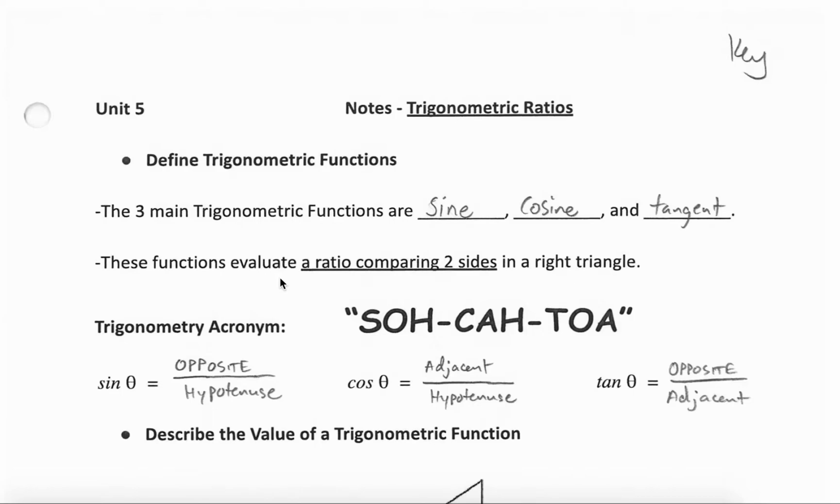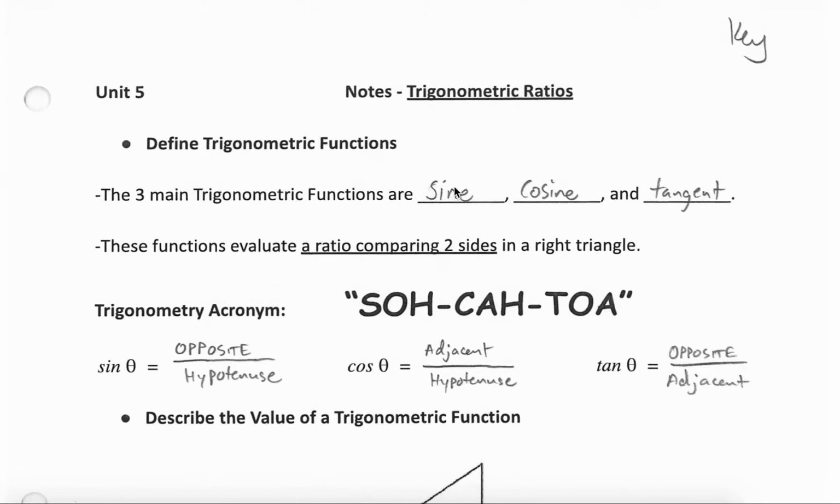Which two sides, you might be asking? Well, each trig function is going to want to compare two different sides in our right triangle. For example, the sine ratio is going to want to compare opposite to hypotenuse. Cosine is going to want to compare the adjacent side to the hypotenuse side. And the tangent function wants to compare the opposite side to the adjacent side. So notice that sine and cosine involve the hypotenuse, while tangent does not.